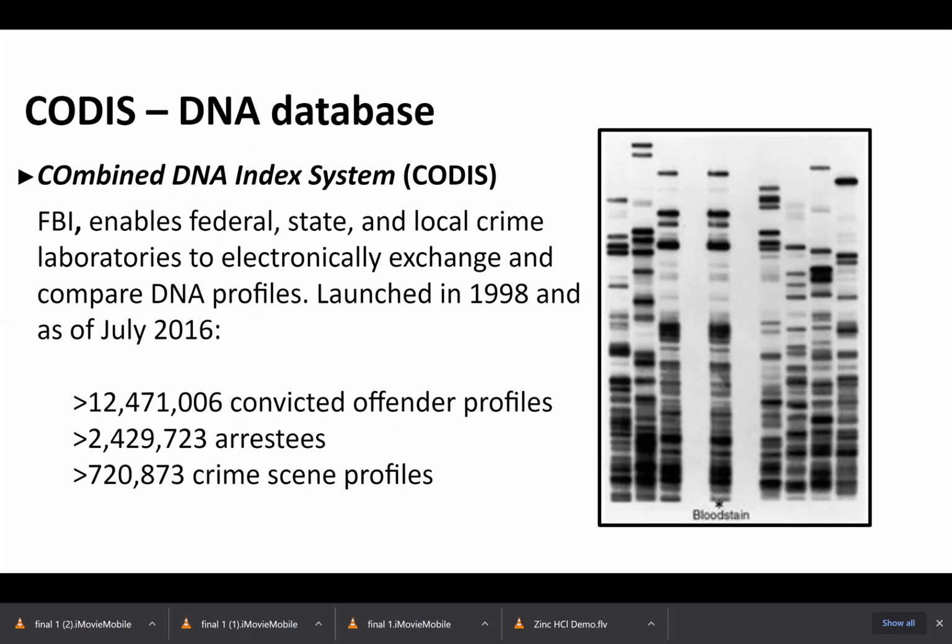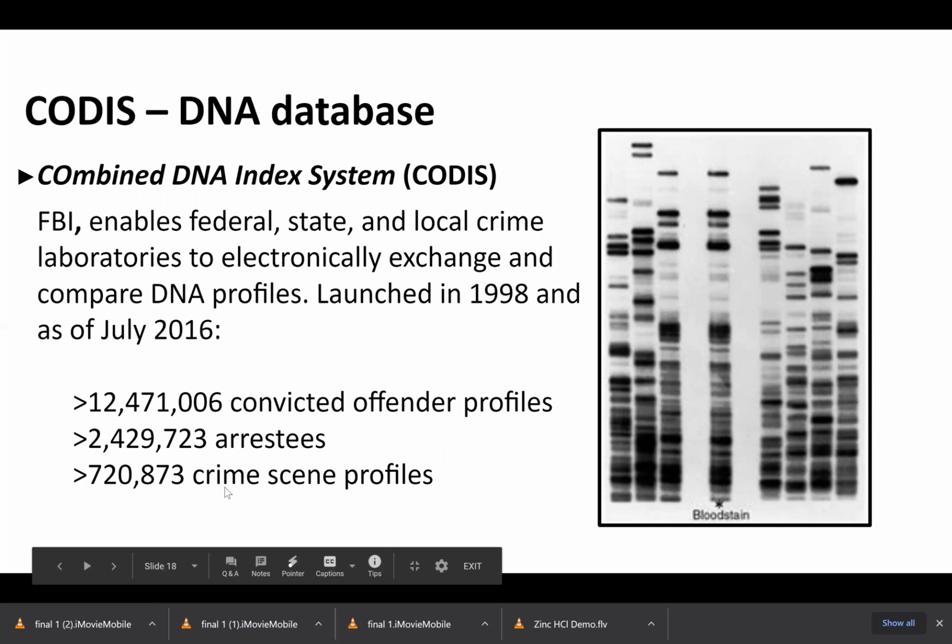CODIS is the DNA database, and it stands for Combined DNA Index System. It enables federal, state, and local crime laboratories to electronically exchange and compare DNA profiles. It was launched in 1998 and as of July 2016 has over 12 million convicted offender profiles. Wow. 2 million arrestees and 720,000 crime scene profiles.